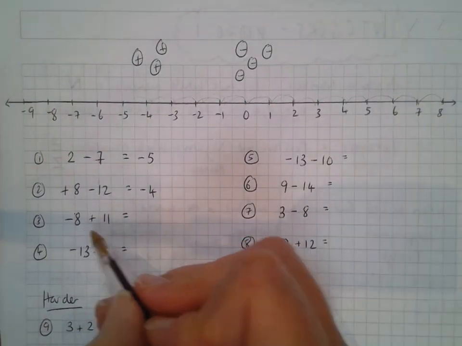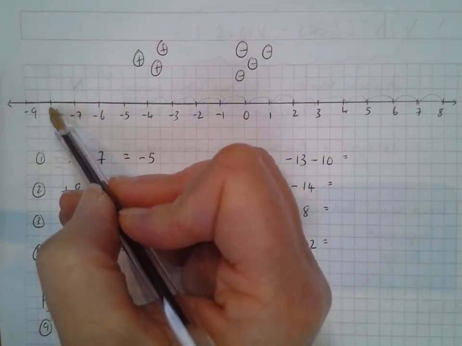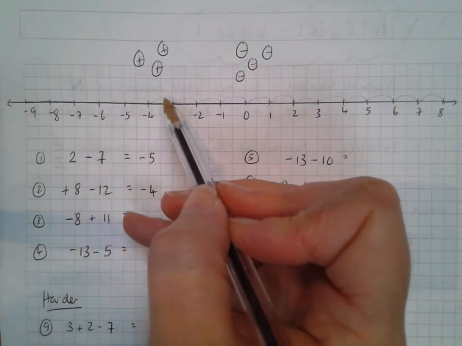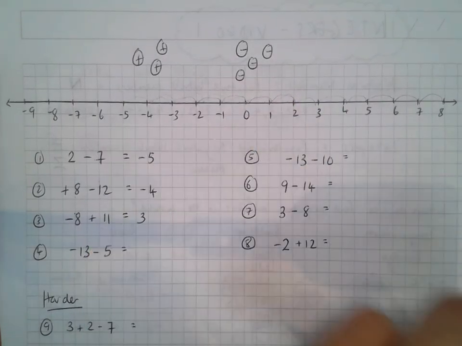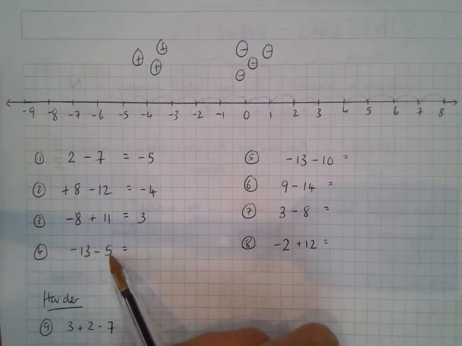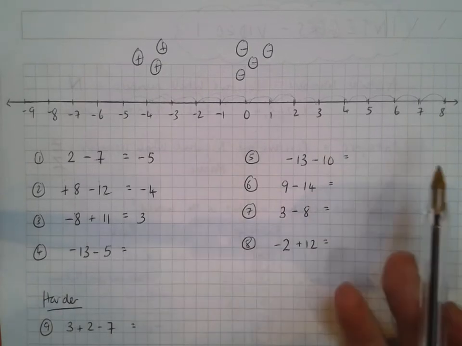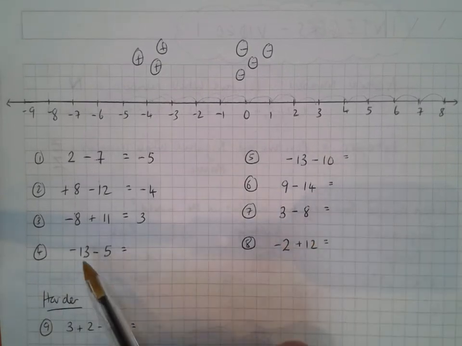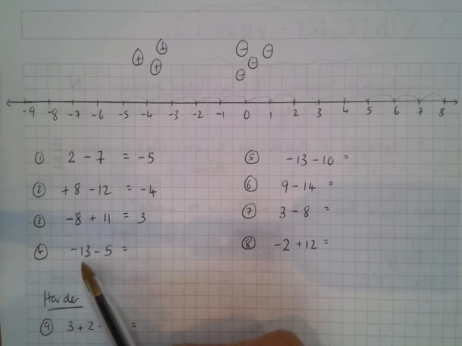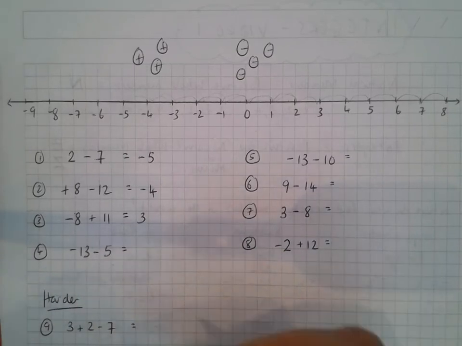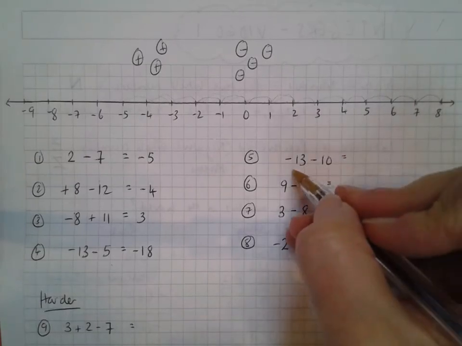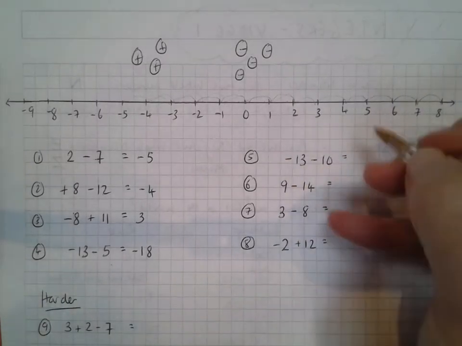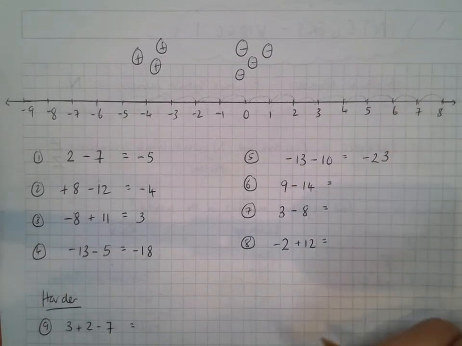Minus 8 plus 11. Start at minus 8. 1, 2, 3, 4, 5, 6, 7, 8, 9, 10, 11. The answer is 3. And minus 13 minus 5, well, I can't do that on my number line. I don't have enough space. But what we can say is 13 negs and 5 negs, they join up in the park. Now we have 18 negs, or minus 18. Again, minus 13 minus 10, the negs join together, and we've got 23 of them all together.